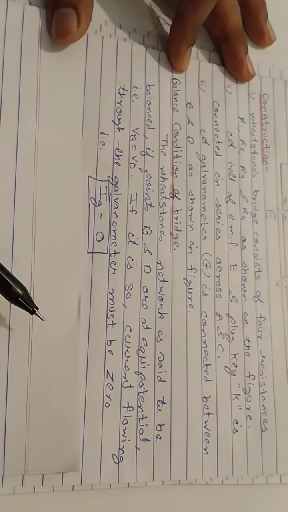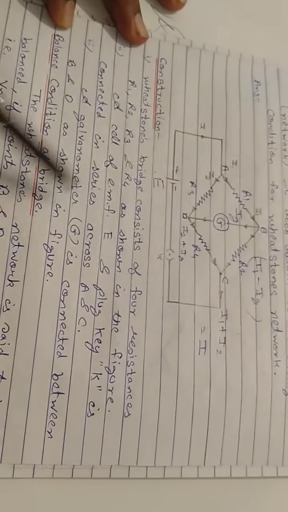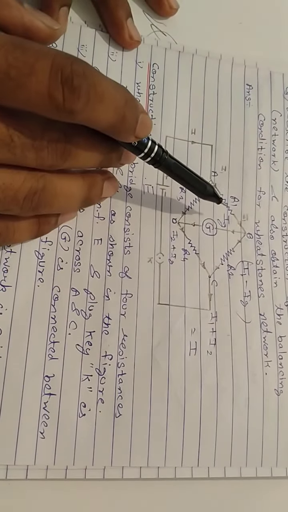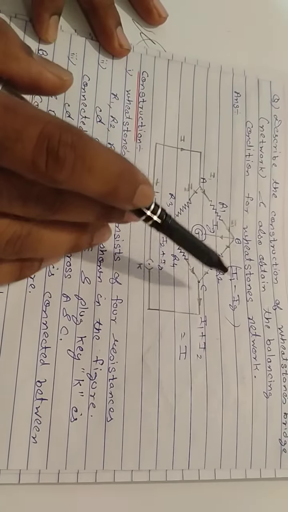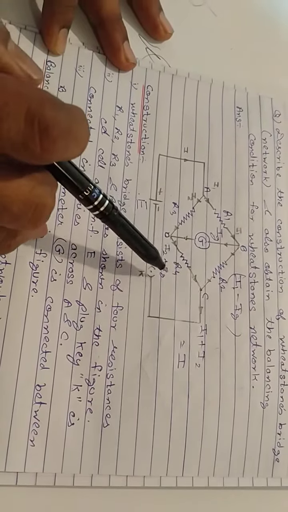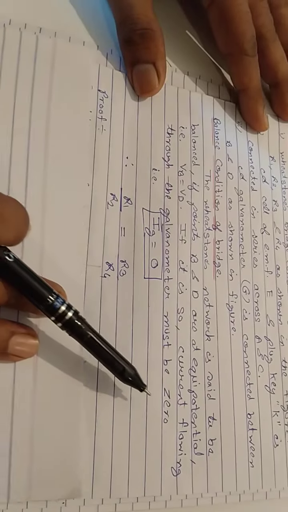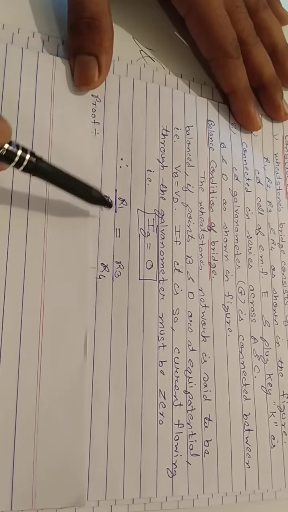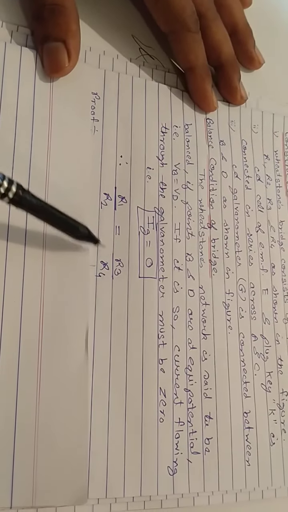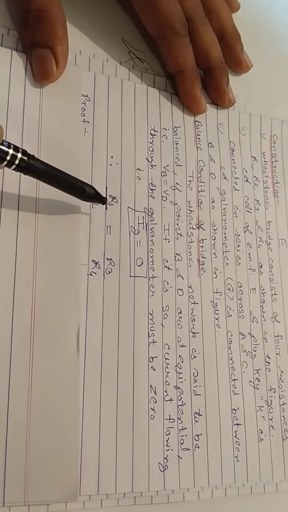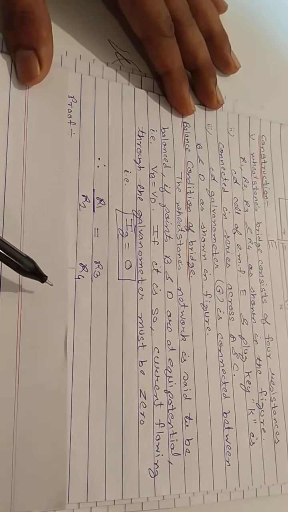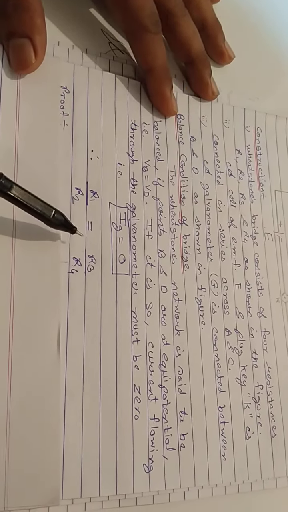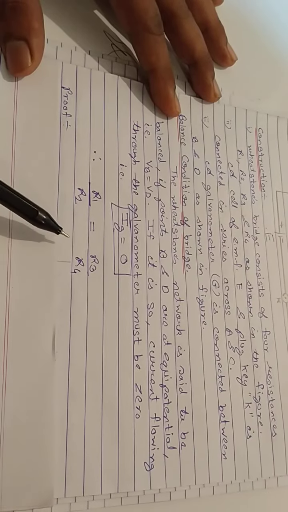Students, after applying the balancing condition on the Wheatstone bridge, we will get one more derivation. The derivation formula is like this: R1 upon R2 is equal to R3 upon R4. Written mathematically like this. After applying the balancing condition on the Wheatstone network, we get the formula R1 upon R2 is equal to R3 upon R4. Students, we need to prove this. So let us study the proof of this derivation.